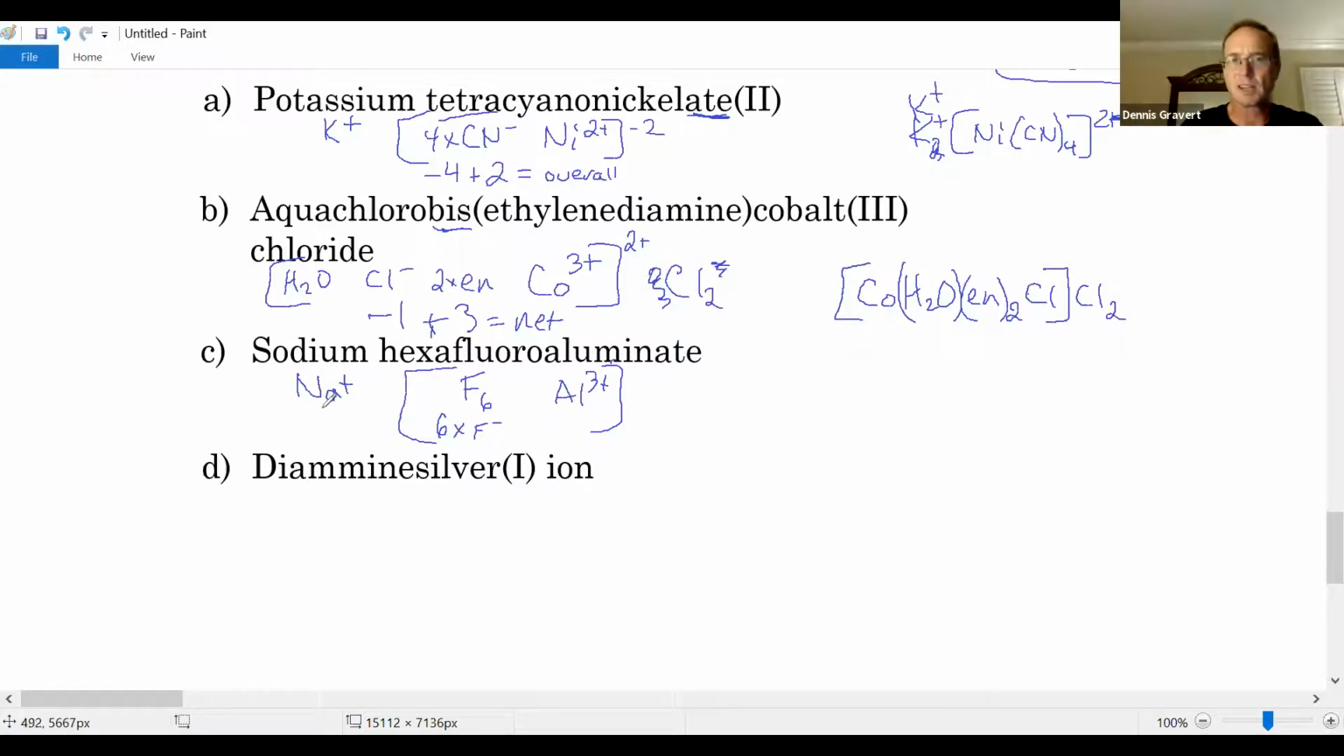How many sodiums do I need? Well, there's 6 minuses, and there's a +3, and that equals the total, or the net charge. -6 + 3 is a -3 charge. That's why the ate is here, and we're going to need 3 of those sodiums. So Na3, then the bracket, the metal first, then the ligands, and we're done.